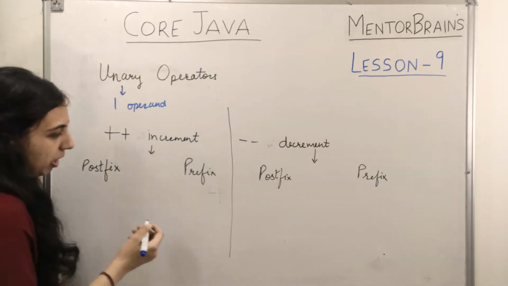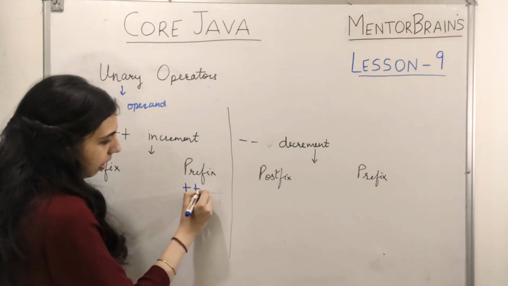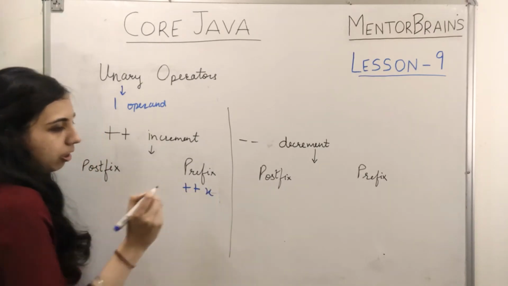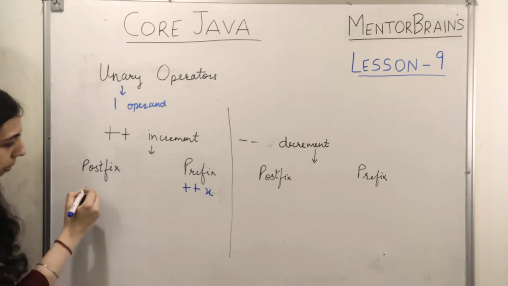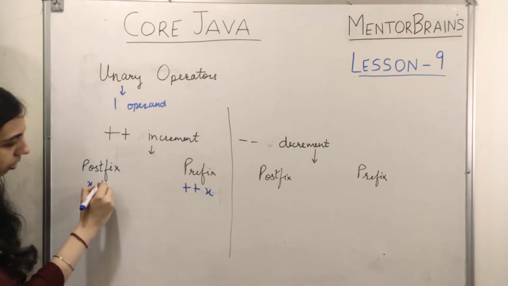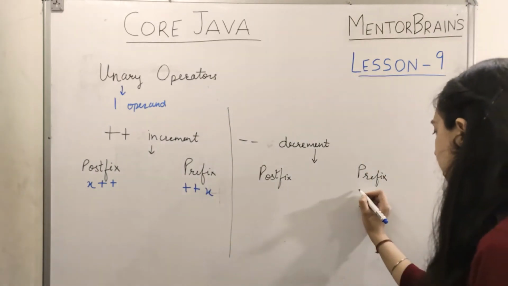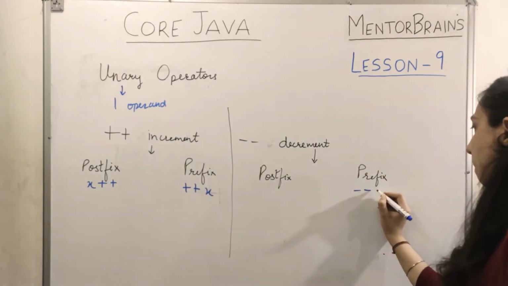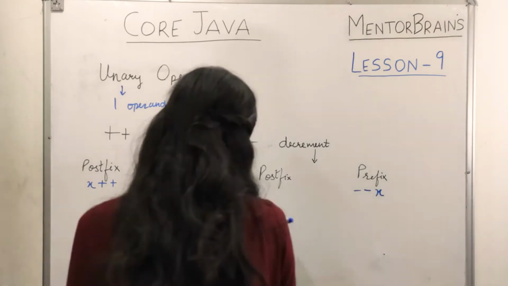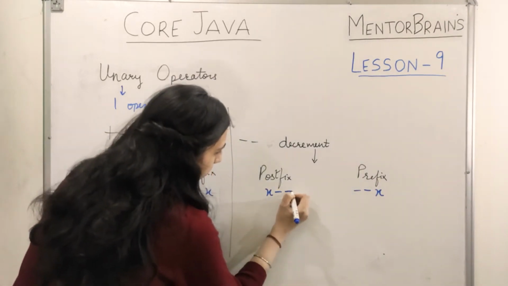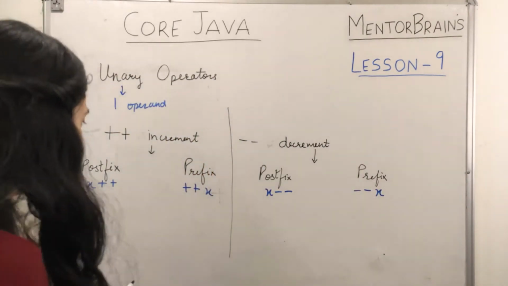The prefix operator has the increment sign before the variable, and the postfix operator has the increment sign after the variable. Similarly, in the decrement operator, in prefix the decrement sign is before the variable, and in postfix the decrement sign is after the variable. Now what does that exactly mean?